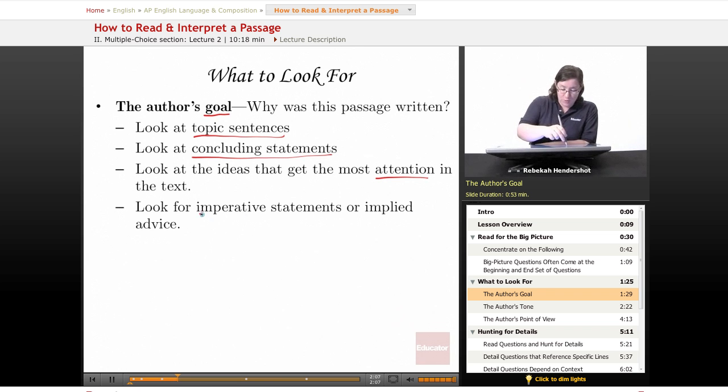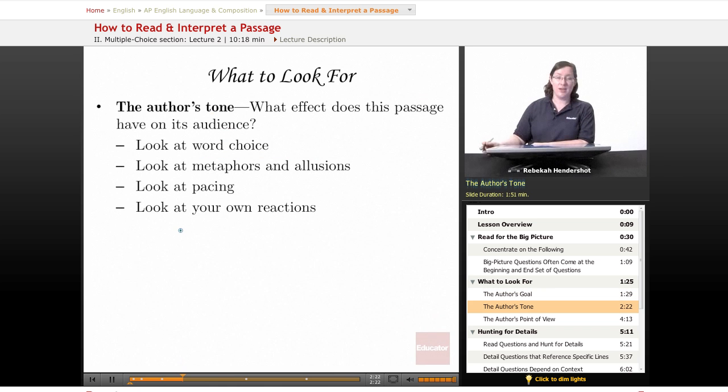And finally, look for imperative statements, commands or orders, you must do this, or implied advice. If it really seems like the author is kind of hinting around that you should do something, well then his goal in writing is probably to get you to do it. All right, then you look for tone. What effect does this passage have on its audience? Remember, tone is more about the sound of the writing and sort of the feeling that it gives you.